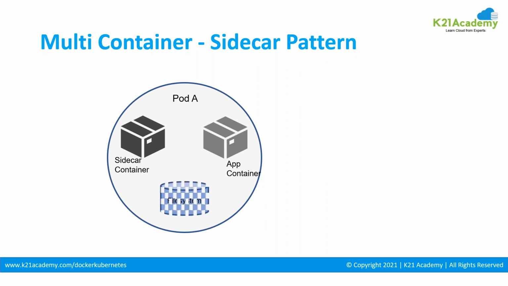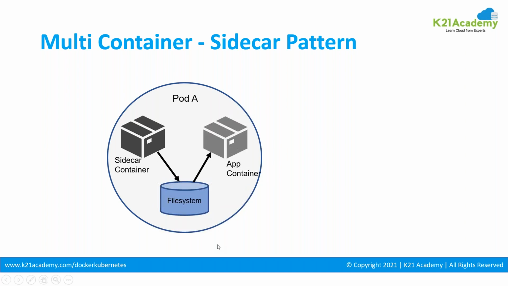Okay, so what this container is going to do: there is a file system. You can say a volume, any volume, that can be your emptyDir volume or it can be your persistent volume. And what the sidecar container will do is write the contents inside the file system. And what the application container will do is pick up the information from the file system.